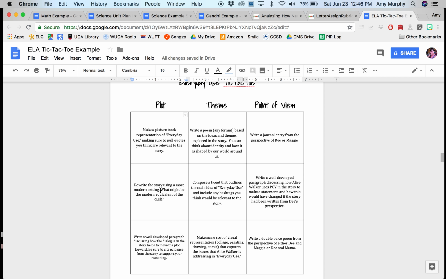So a lot of her tic-tac-toe board actually does work, but I wanted to show you how you have to be really mindful when you're creating your tasks, especially if they're differentiated, to make sure that all of them are meeting the same learning outcomes, just that they're showing them in different ways.